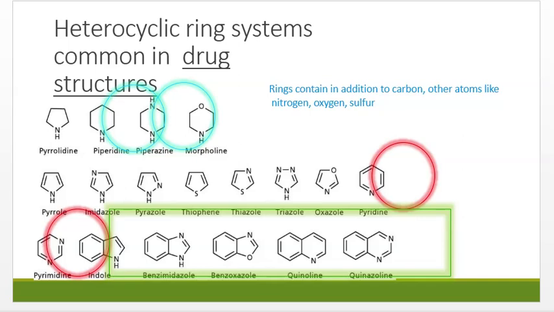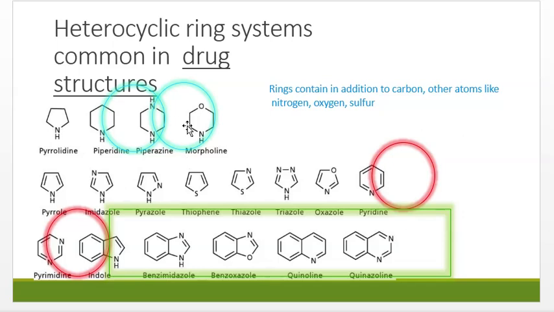Among the heterocyclic compounds, the famous ones are pyrrolidine, piperidine, piperazine, morpholine. As you remember, my dear students, we had a classification of the heterocyclic compounds. We had aliphatic heterocyclic, saturated heterocyclic compounds, unsaturated heterocyclic compounds, and aromatic heterocyclic compounds. First, pyrrolidine, piperidine, piperazine, and morpholine.